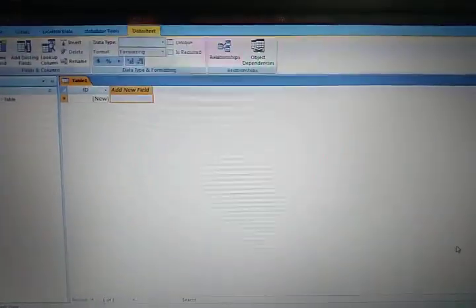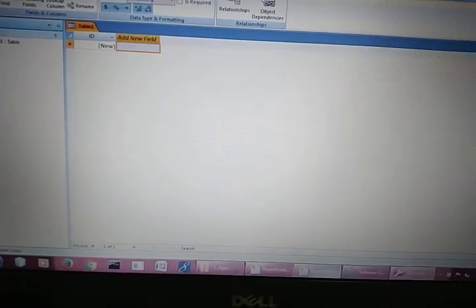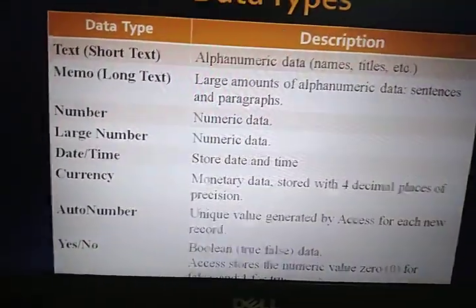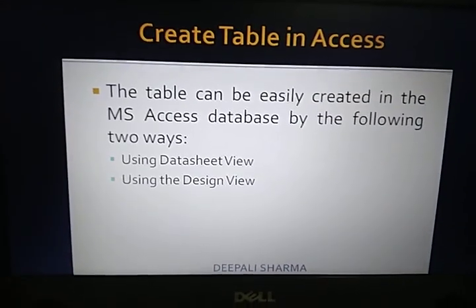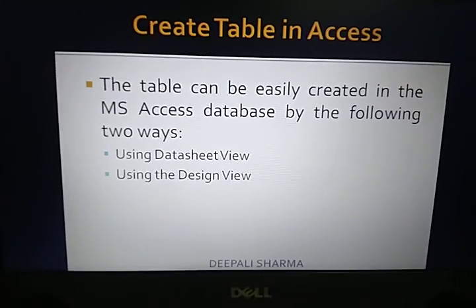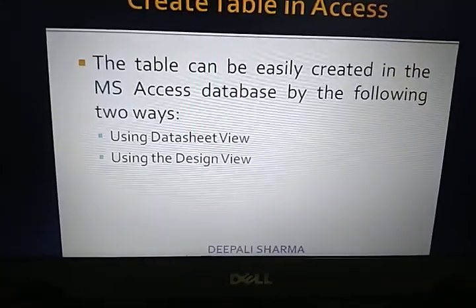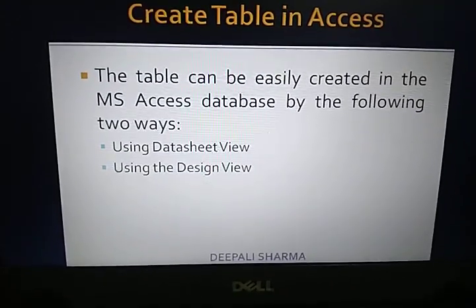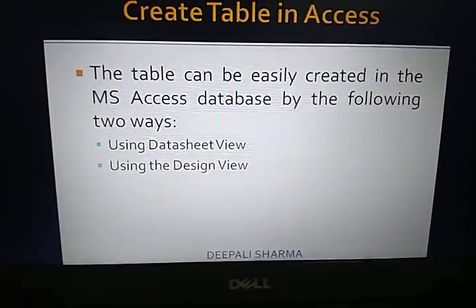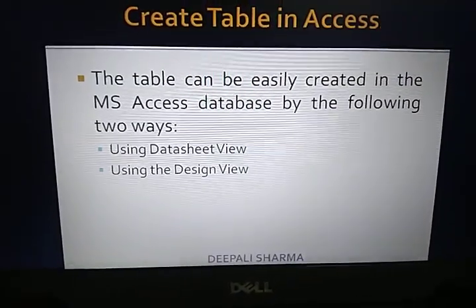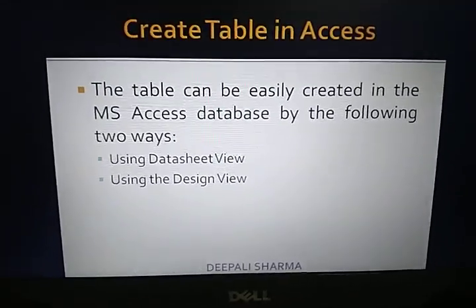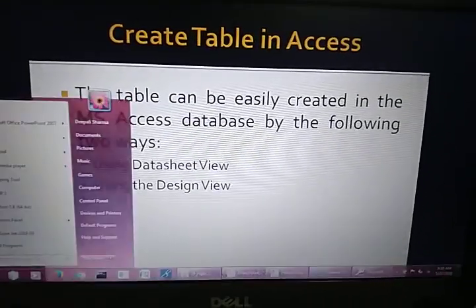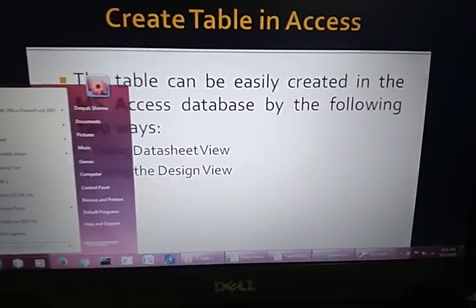So let's move to the slide once again. The next thing is create table in Access. A table can be easily created in MS Access in the following two ways. First, using the datasheet view, and next, using the design view. Fine. So first we will see how to create a table in MS Access using the datasheet view. For that I have to switch to my Access window again. So here I am moving to my Access window.